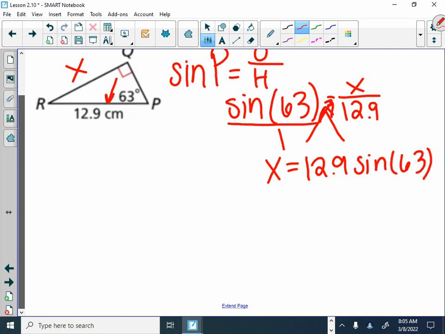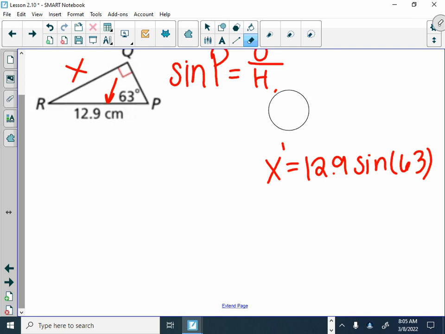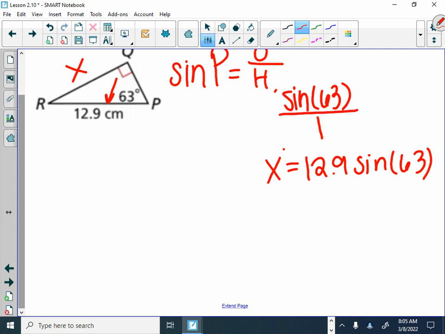Let me clean this up so it's a little easier. So sine of 63 over 1 is x over 12.9. When you cross multiply, x times 1 is x. I need to multiply 12.9 by sine of 63. So go ahead and do this in your calculator. 12.9 times the sine of 63. And, let's see. You can round it one up.